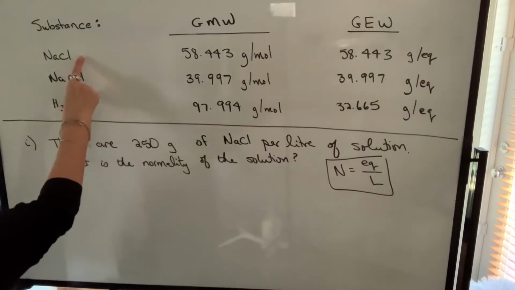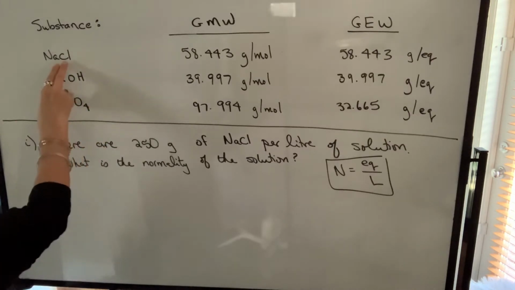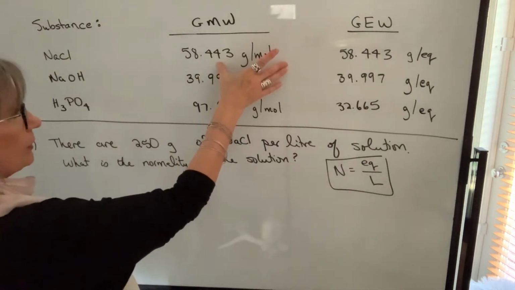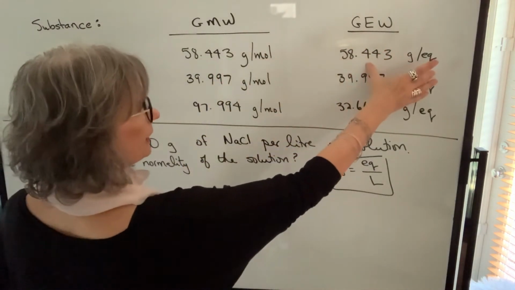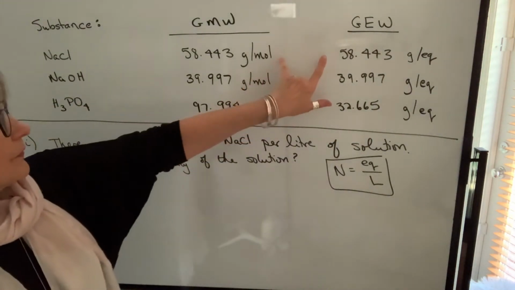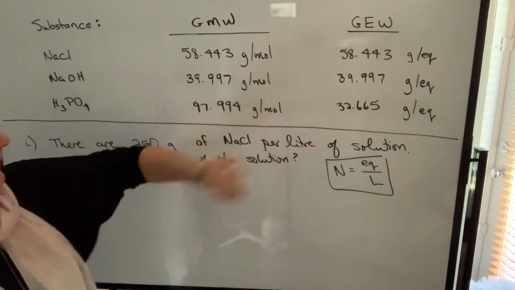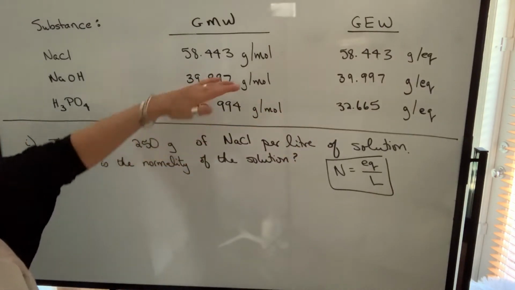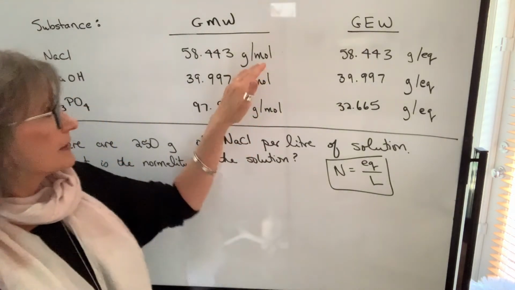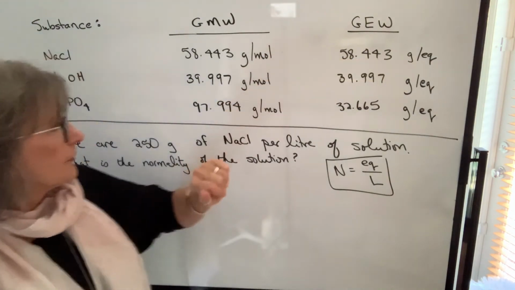So I've listed 3 particular substances, and we'll use those in our examples. And with each of those, I've listed the GMW, the grams molecular weight, as well as the grams equivalent weight. Now you'll notice that they're the same for sodium chloride and for sodium hydroxide. In those cases, our charge is 1. So we're taking this and dividing by that charge. If the charge is 1, then they're equivalent.